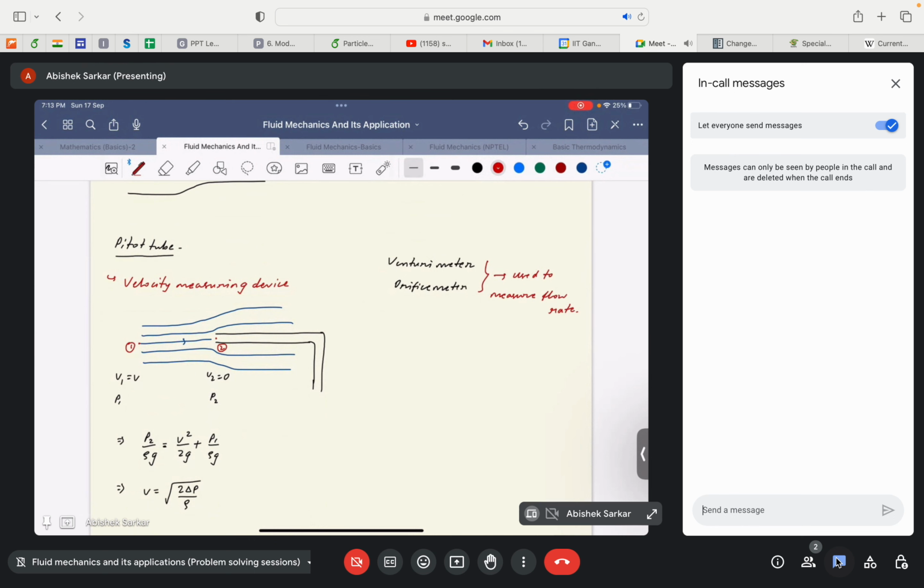But in the case of a pitot tube, the sole purpose is to measure the velocity of the flow. So that's the main difference between the application of a venturimeter or orifice meter and a pitot tube.